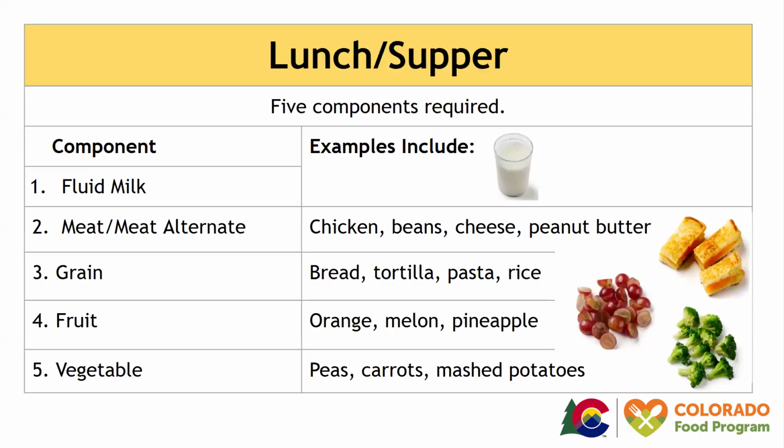The lunch and supper meal pattern requires all 5 food components to be served. This includes fluid milk, meat alternates, grains, fruit, and vegetables. Meat or meat alternates that we often see at lunch or supper include chicken, beans, cheese, and peanut butter. Grains typically include bread, tortillas, pasta, or rice. Fruits, orange, melon, pineapple. Vegetables, peas, carrots, mashed potatoes. All of those would count as vegetables.